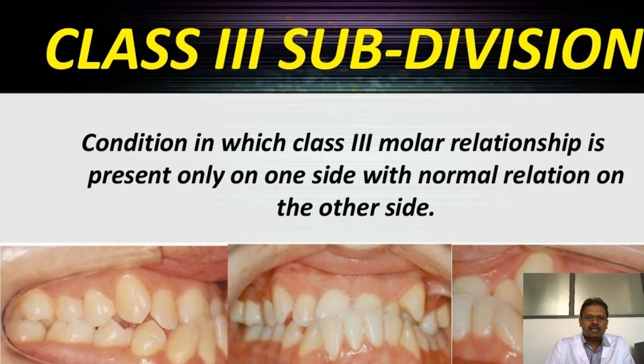Class 3 malocclusion is again divided into subdivisions. A subdivision is class 1 or class 2 on one side and class 3 on the other side. So this is class 2, pseudo or true class 3 with a subdivision. Okay, fine. I hope you understood everything.